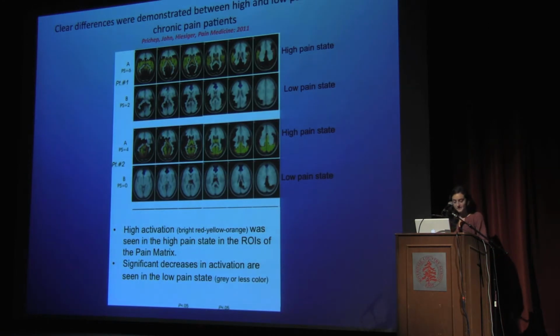So here you can see that there are clear differences in these 6 patients. There's high activation in the bright red and yellow. It was seen in the high pain state in the regions of interest of the pain matrix, and there are significant decreases in activation in the low pain state, which is seen in gray and less color.